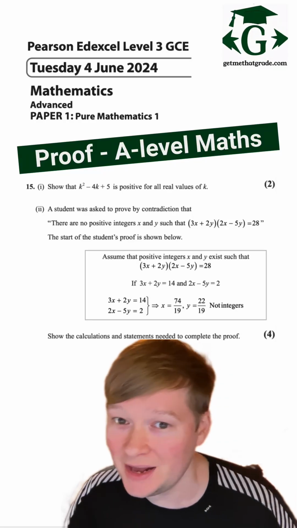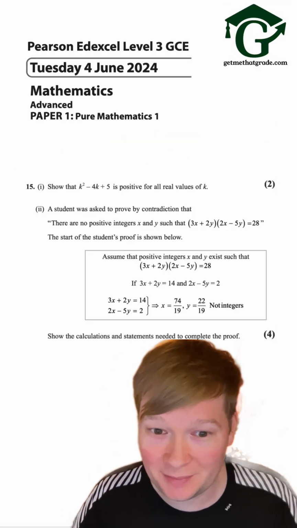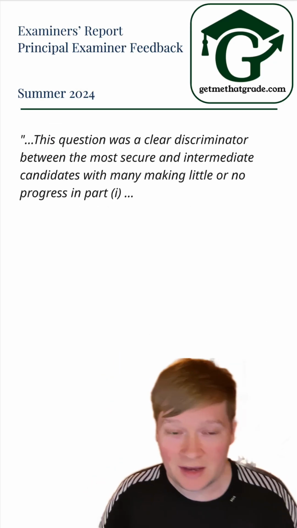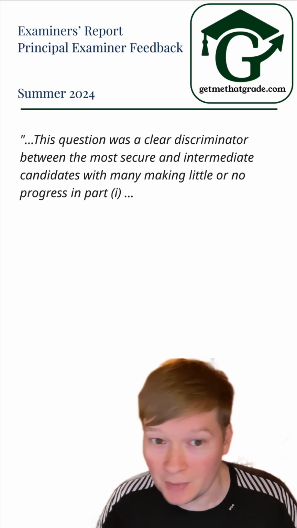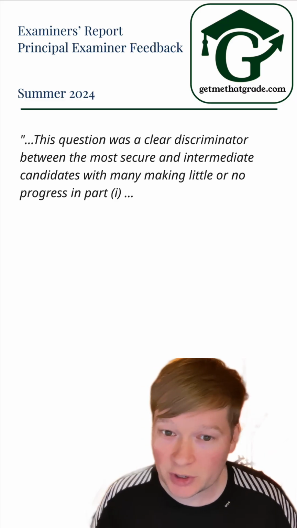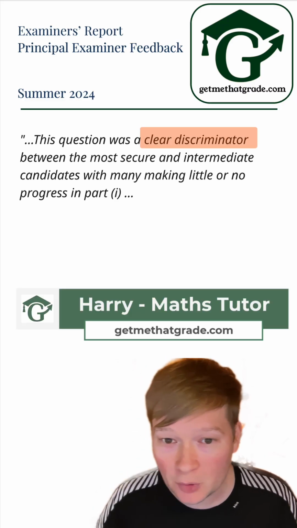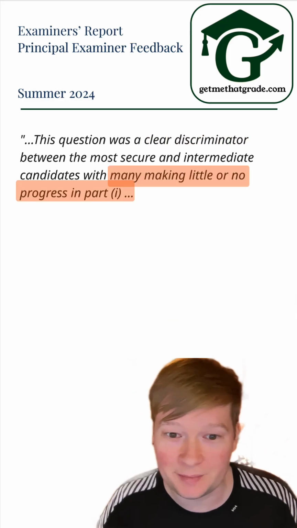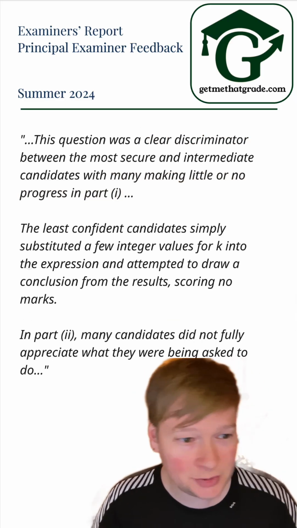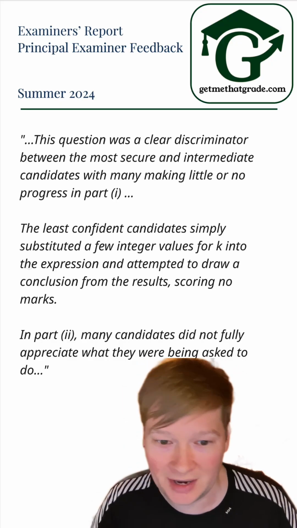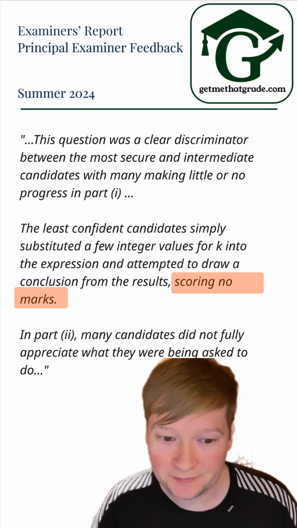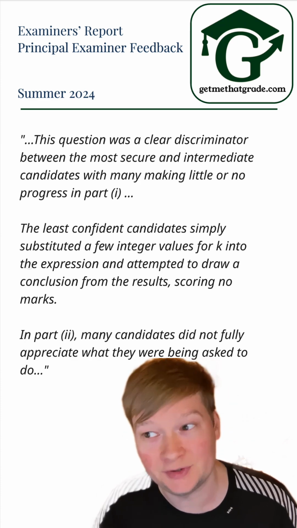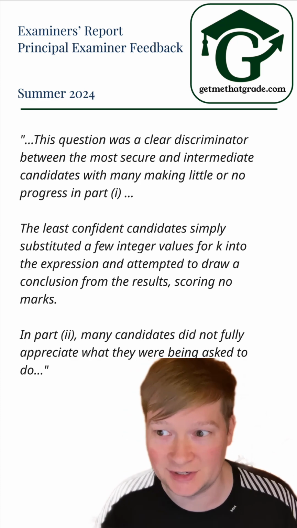I dread to think how many A-level maths students lost their university place as a result of this question last summer. Don't let it happen to you this summer. Examiners said in their report, after marking all of the exams, that this question was a clear discriminator between the most secure and intermediate candidates, with many making little or no progress in Part A. In fact, the least confident candidates were just subbing in values randomly, and it scored no marks. In Part 2, many candidates did not fully appreciate what they were being asked to do, so lots of students there also scored 0 marks.